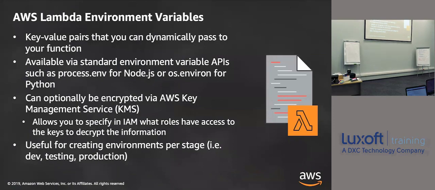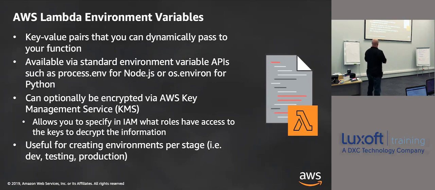All right. So AWS Lambda environment variables. Okay, key value pairs that you can. So this is variables you can pass into Lambda. Now, key value pairs that you dynamically pass to your function. They're available via standard environment variable APIs, such as like if you use process.env on Node, whatever, for the other runtimes.